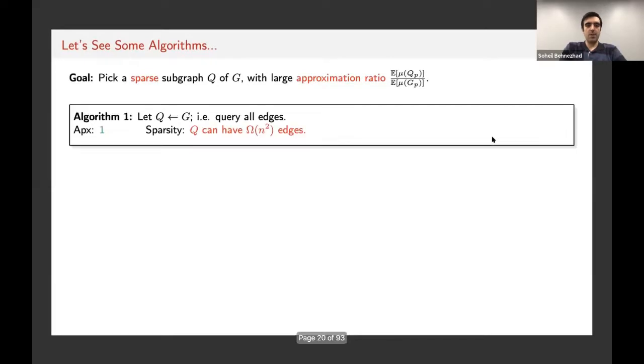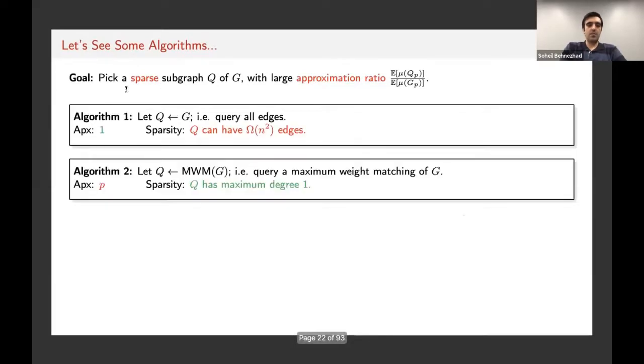The first algorithm is to query all the edges. Obviously, we get an optimal approximation ratio of 1, but this algorithm is not efficient because it has to query up to n squared edges. On the other hand, we can query just one maximum weight matching of G. Here, the queried subgraph has maximum degree only 1, which is good, it's sparse. But it can be shown that the approximation ratio of this algorithm is exactly p, which can be made arbitrarily close to 0. So this is not good.